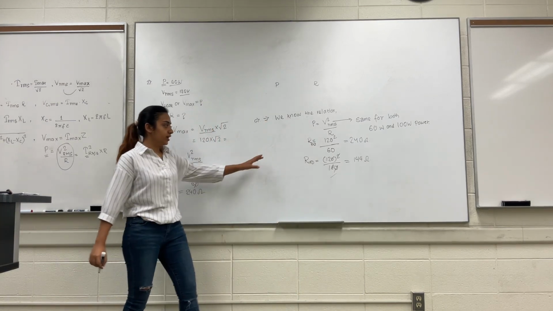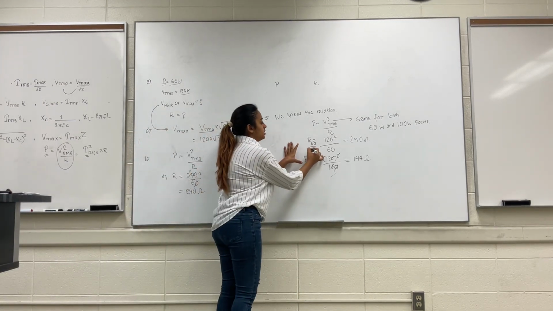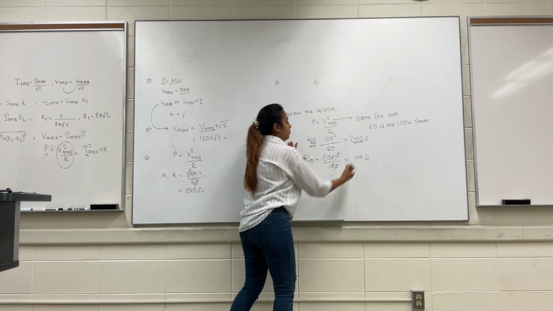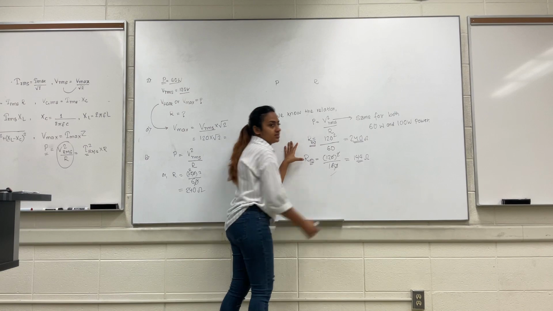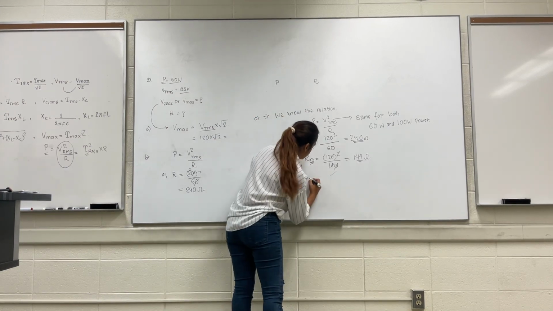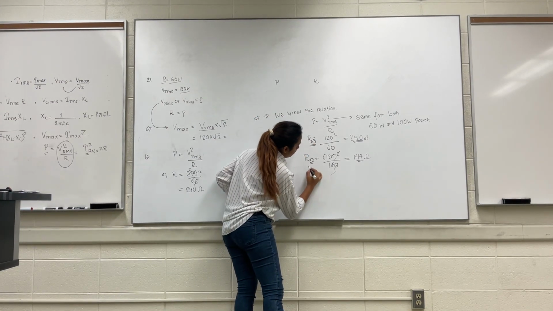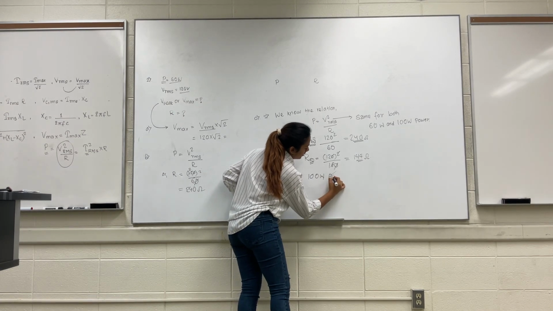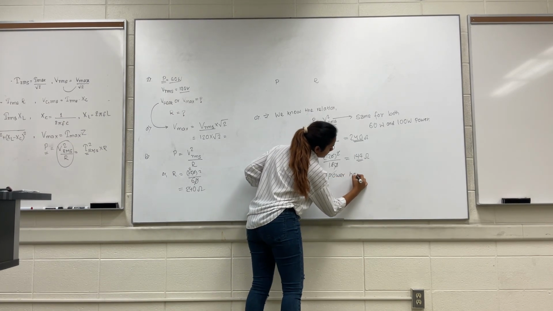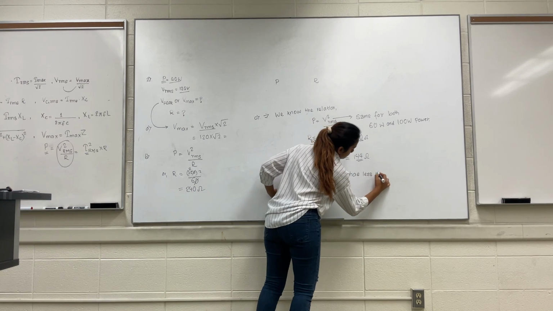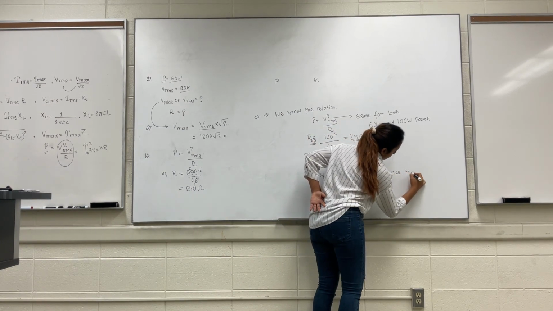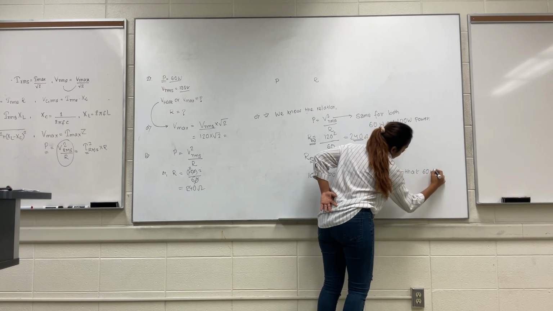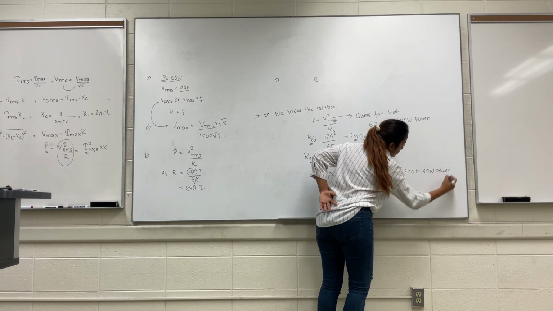So by looking at this, 60 watt has more resistance, right? And 100 watt has less resistance. So this means very clear that 100 watt power has less resistance than 60 watt power. And why is that so?